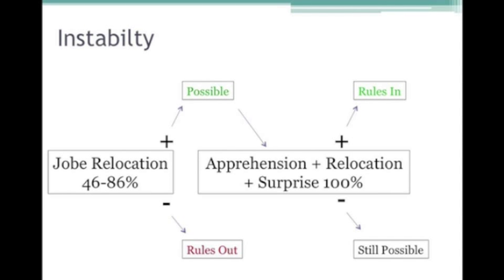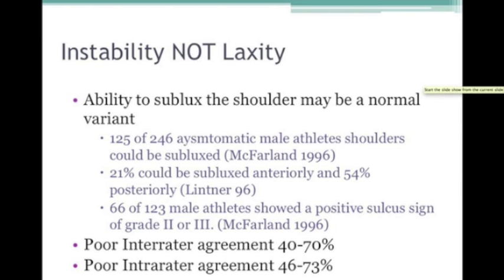Instability, start with the Jobe relocation, and we go to the cluster with the apprehension, relocation, and surprise. So in general right here, you can just do the apprehension, relocation, and surprise, and that's a pretty specific way to rule in some kind of instability. And remember, we're looking for the recreation of those instability symptoms that were described. Remember, we're not looking at laxity, we're looking at that symptom of instability.